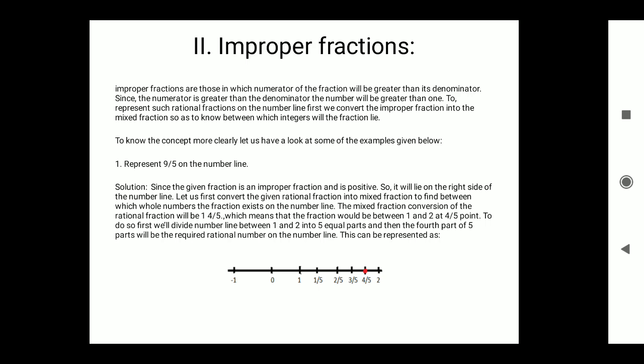Alright, on the left hand side is -1, in the middle is 0, then 1 upon 5, that means 20%, 2 upon 5, that means 40%, 3 upon 5, that is 60%, and if you talk about 4 upon 5, that means 80%.